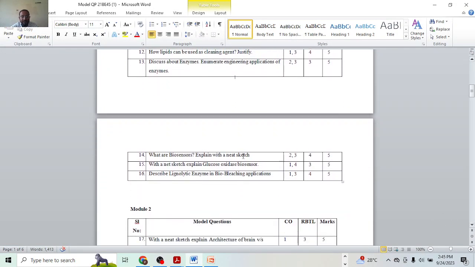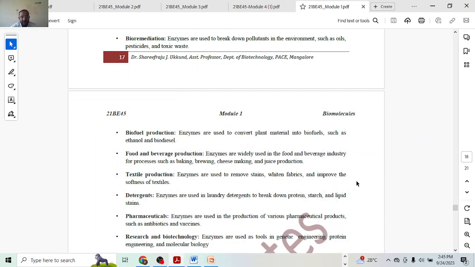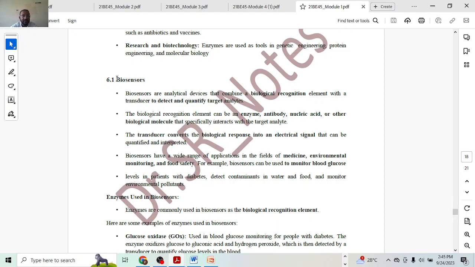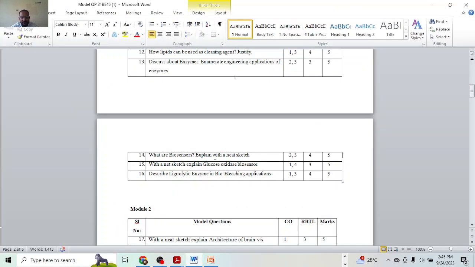Next, 14th question: what are biosensors? Explain with a neat sketch. So here, under the enzymes only, we are having biosensors. So define biosensor. You don't have to write everything which is written here. Stick to your question paper. What does it say for 5 marks? Define what are biosensors. You will have 1 mark for this. Maximum 1 or 2 sentences you can finish it off. You will get 1 mark.